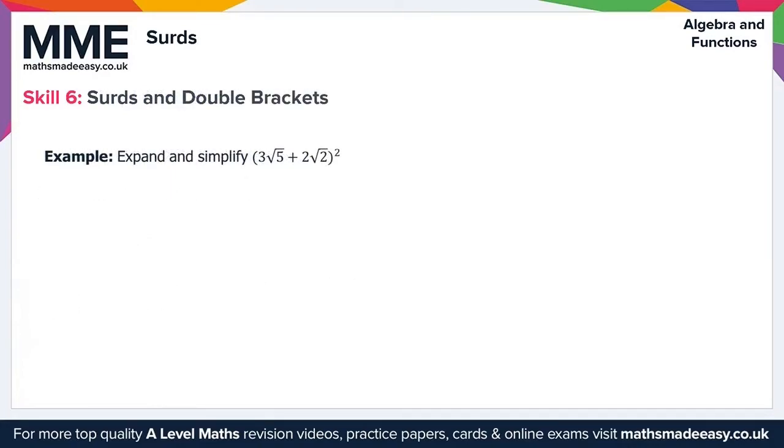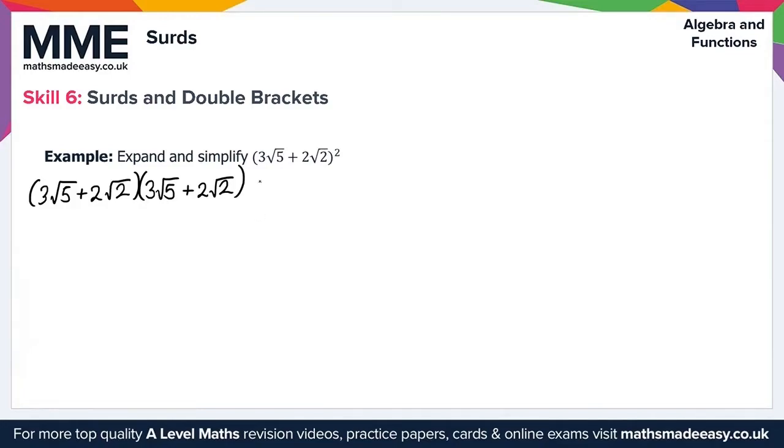Let's take a look now at skill 6 on surds and double brackets. Now you can multiply out double brackets containing surds using the same techniques that you would for normal double brackets. So here, what we've got is this example where we're asked to expand and simplify 3 root 5 plus 2 root 2 all squared. So here what I'm going to do first is write this as the product of 2 brackets. So what we've got here is 3 root 5 plus 2 root 2 times 3 root 5 plus 2 root 2.